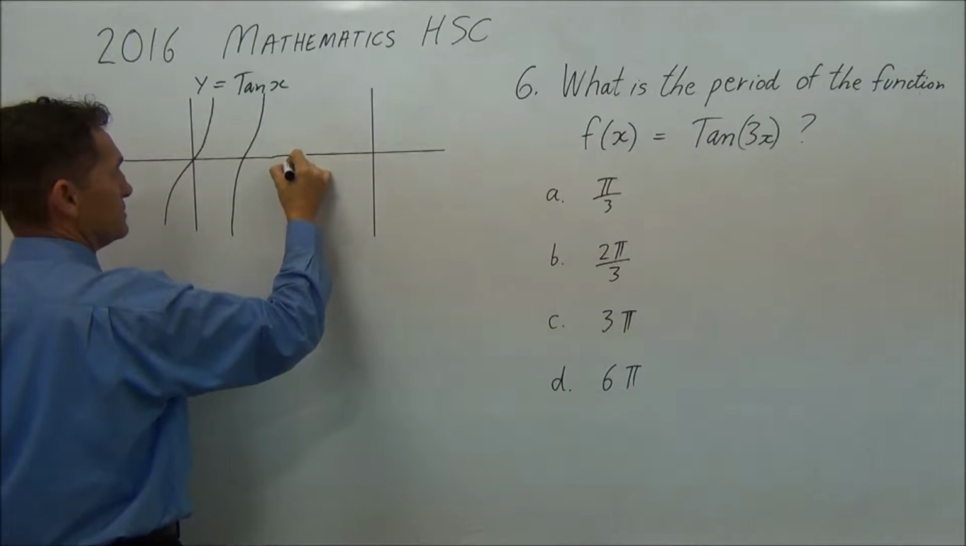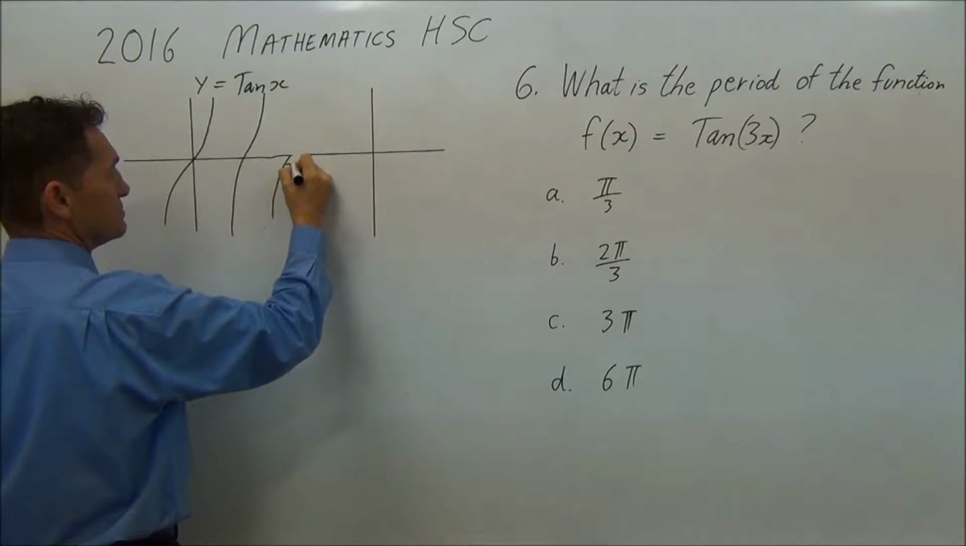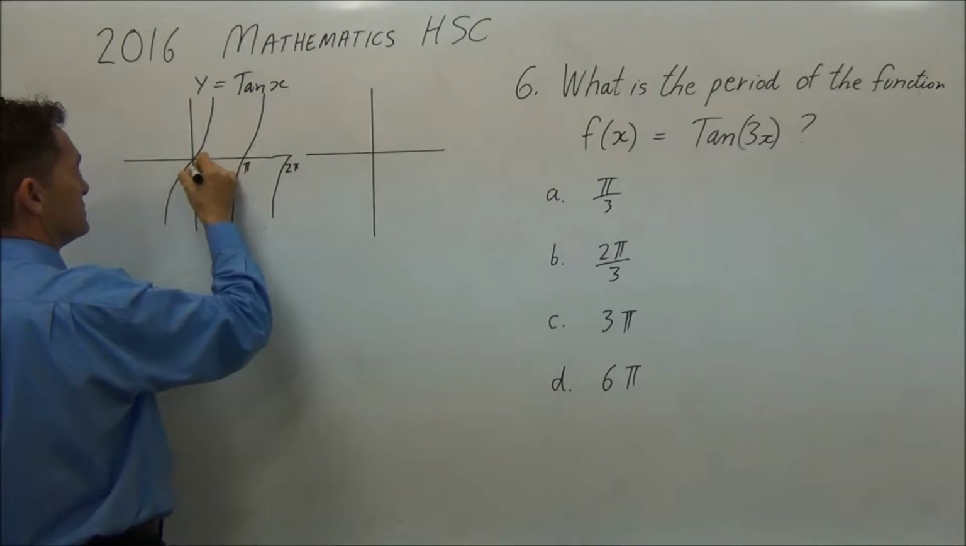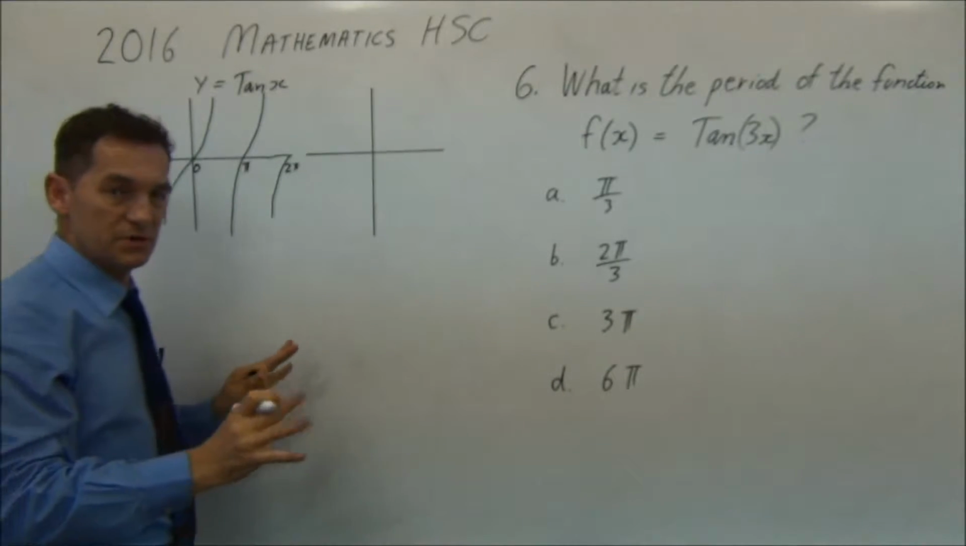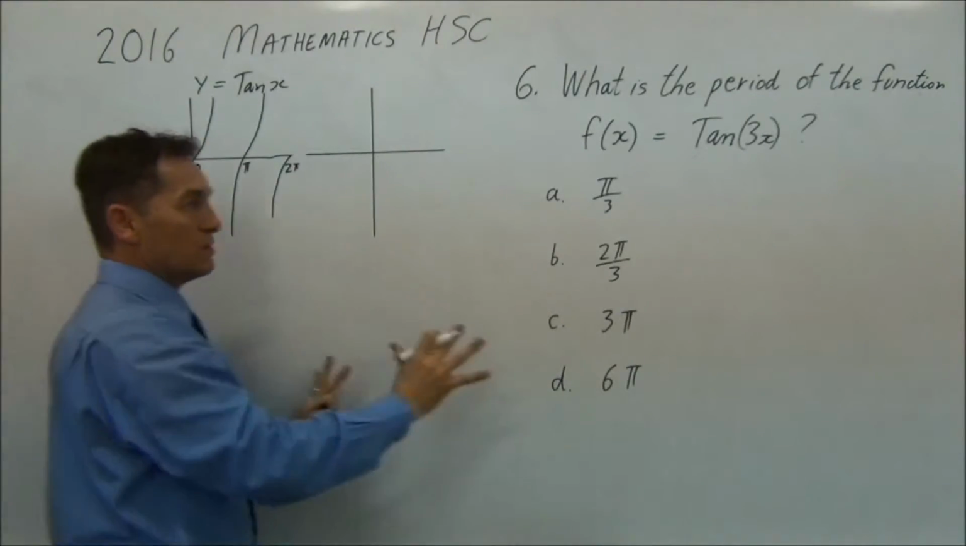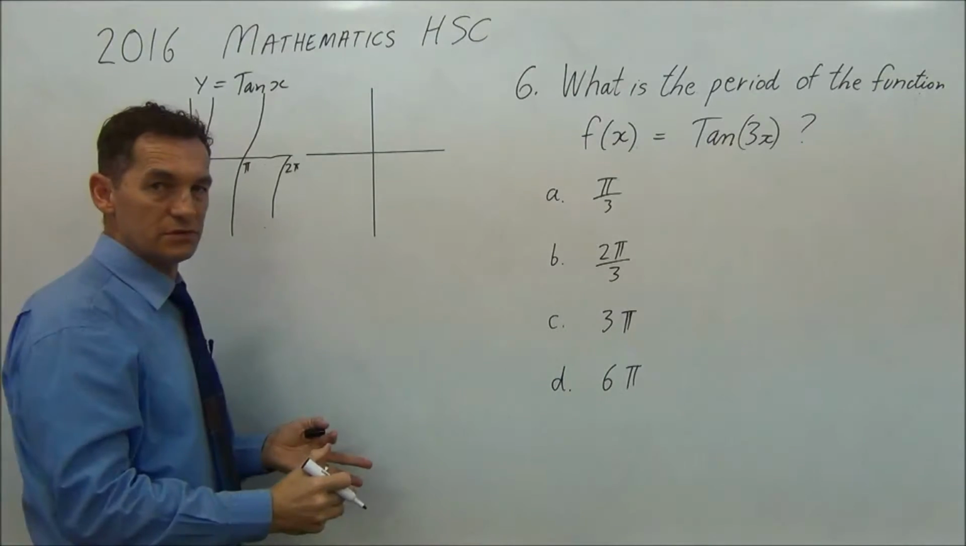And I will draw it only to there, and that's 2 pi. So that's pi, and that's 0. So I'll draw that, so that's in my head. I'll go, okay, that's tan x. What does tan 3x look like?